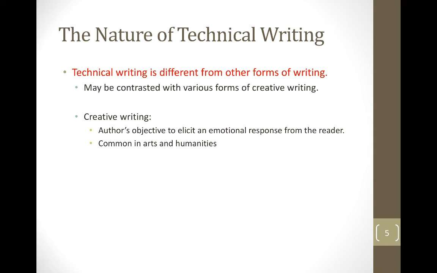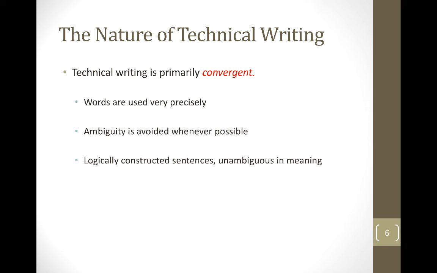Technical writing is different from other forms of writing. It is very different from creative writing. With creative writing, the author's objective is to elicit an emotional response from the reader. That is more common in arts and humanities, and that is not in our scientific research. Technical writing is primarily convergent. Words are used very precisely. Ambiguity is avoided whenever possible. The sentences are to be logically constructed and unambiguous in meaning.